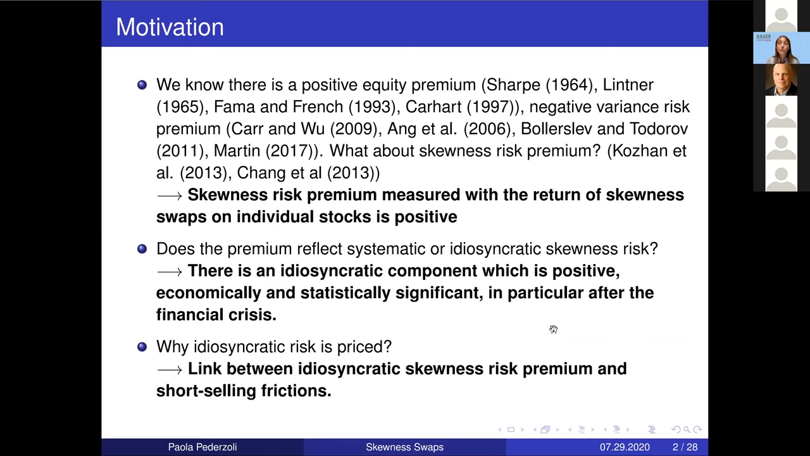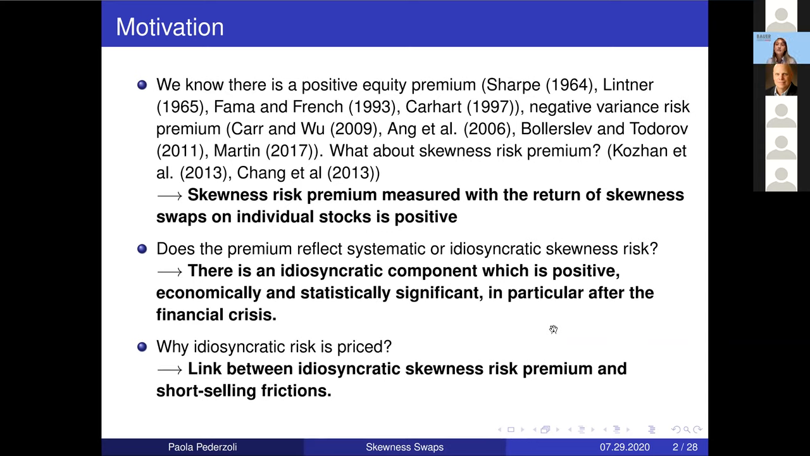But then there is a paper of Chang and co-authors where they basically do the same empirical exercise of Ang and co-authors, and they look at the sensitivity in the cross-section of the stocks to the market skewness. And they find that the stocks that are more sensitive to the market skewness have a lower return, which is basically the same as variance. So this points to a negative skewness risk premium, as if investors don't like positive skewness.